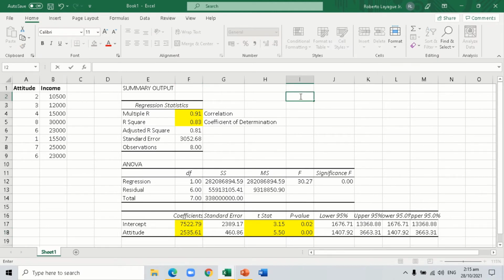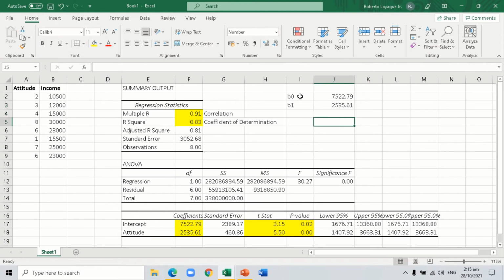So our b sub 0, or b0, our constant, is 7,522.79, and b sub 1 is 2,535.61. So when we make our model, we could say that y is equal to 7522.79 plus 2535.61x. So that is now the model.